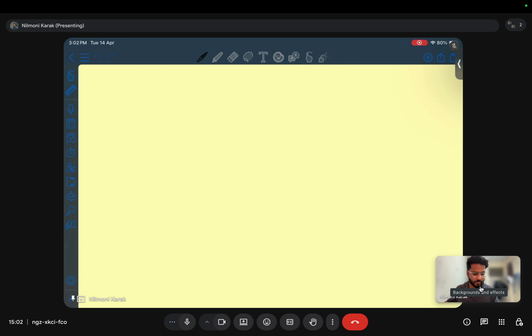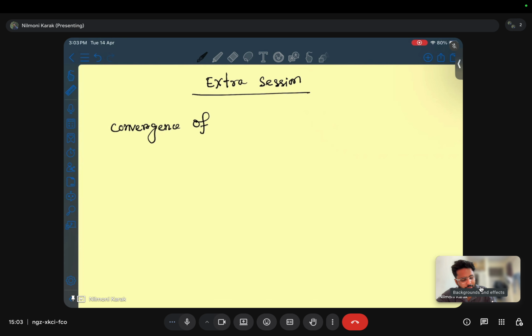So convergence of distribution. Before that we have learned weak convergence in Hilbert space, and this convergence is more than weak. In the sense of convergence, this is stronger than weak convergence in Hilbert space.